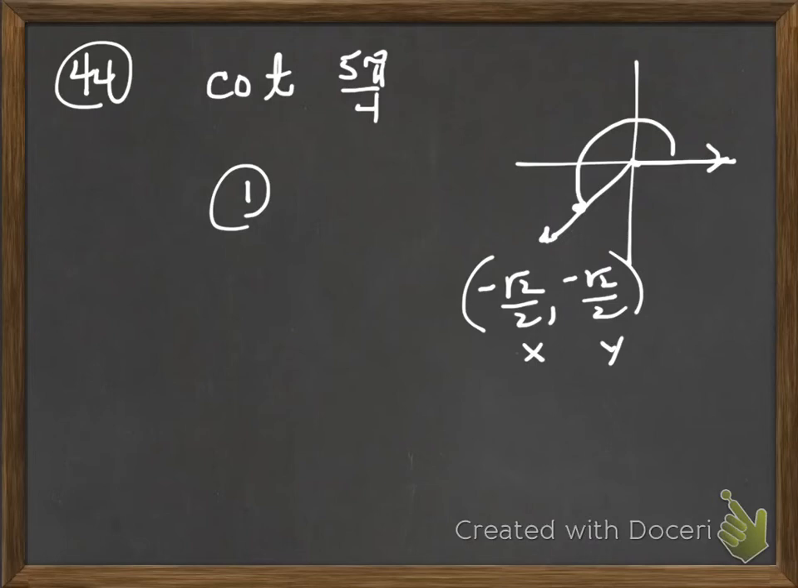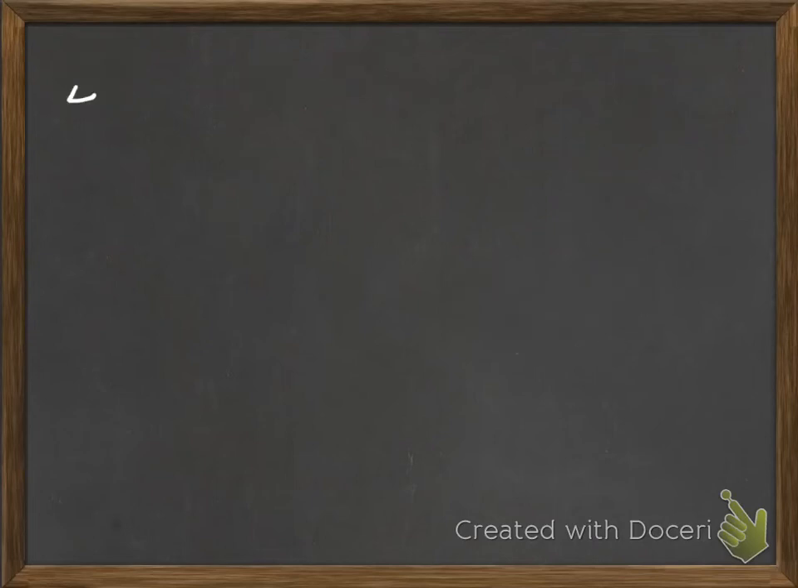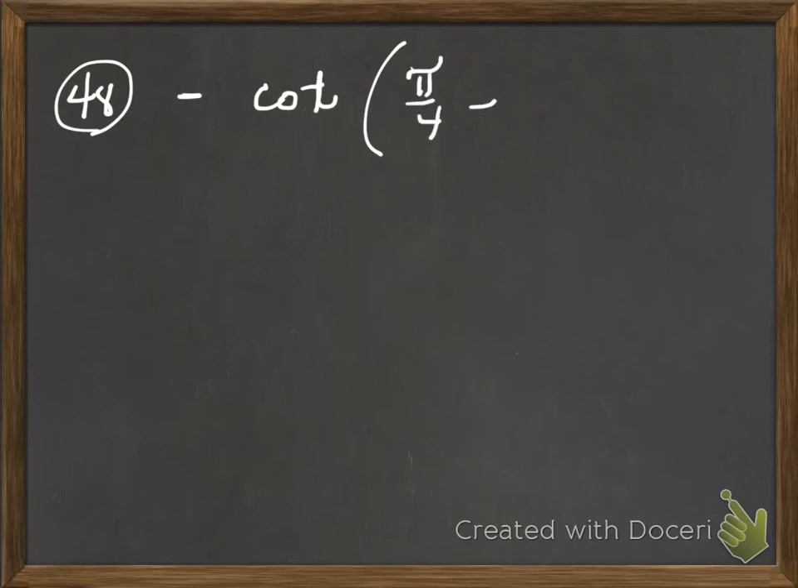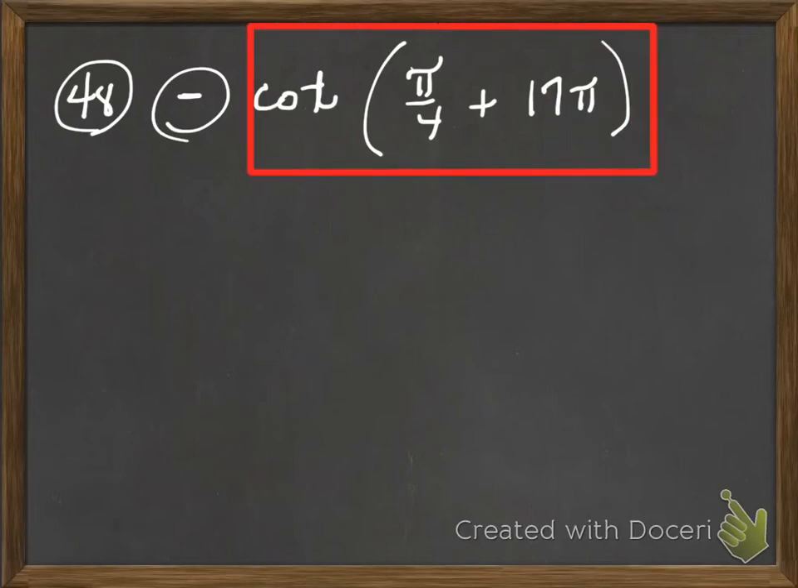All right, last set of directions. Same set of directions actually. We're going to look at number 48. They're asking us to do negative cotangent of pi over 4 plus 17 pi. So what you need to know about this negative sign is it means whatever we get for the cotangent of pi over 4 plus 17 pi, we're going to multiply it by a negative. So just hold on to that negative and we'll work this problem.